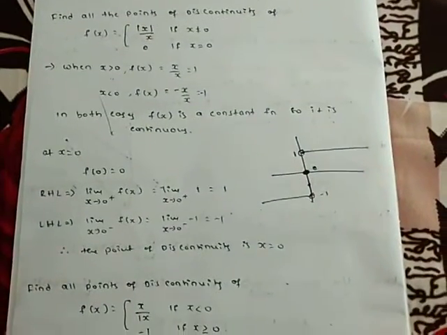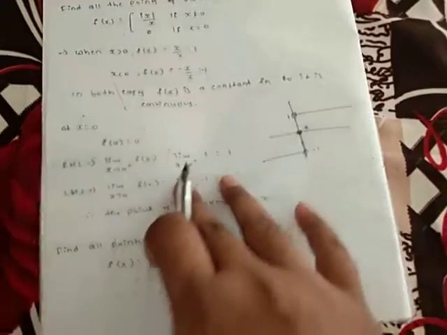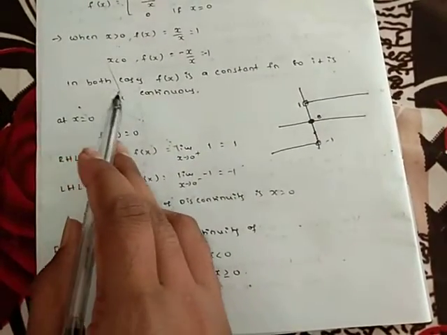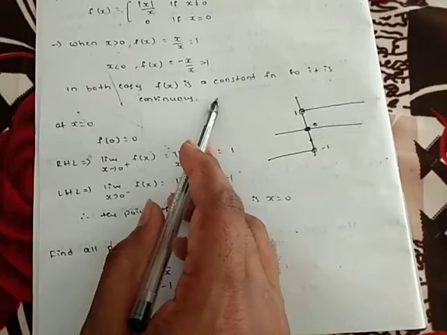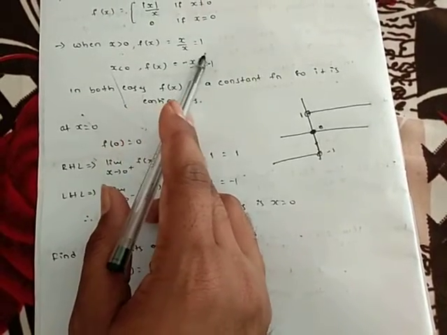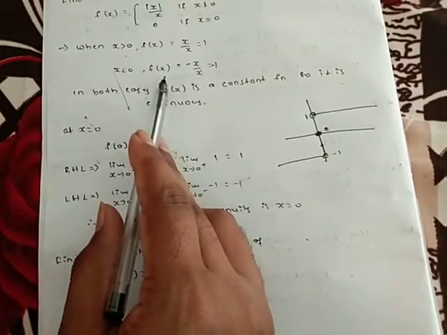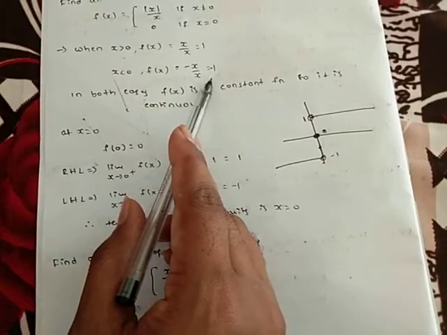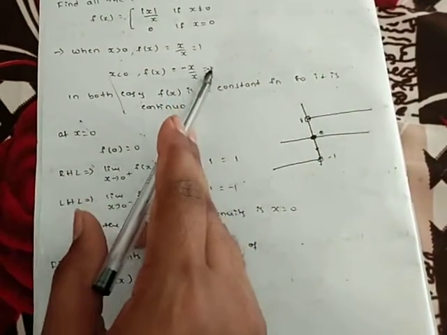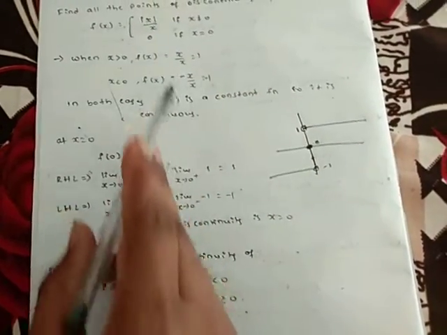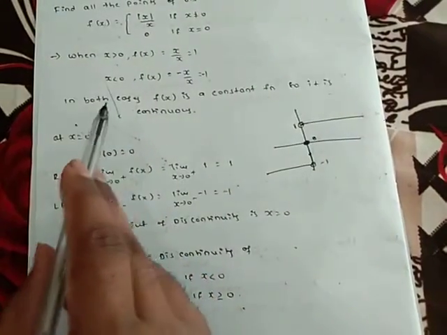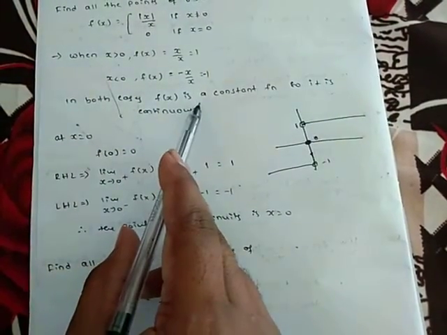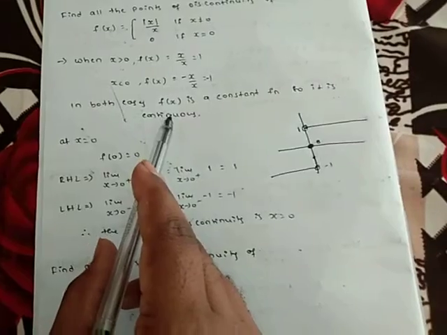Minus 1. Suppose, in both the cases, f of x is nothing but a constant function. Observe here, f of x equal to 1 is some k, and f of x equal to minus 1 is also some k. So here also a constant function, here also a constant function. If we split the function, in both cases f of x is a constant function, so it is a continuous function.